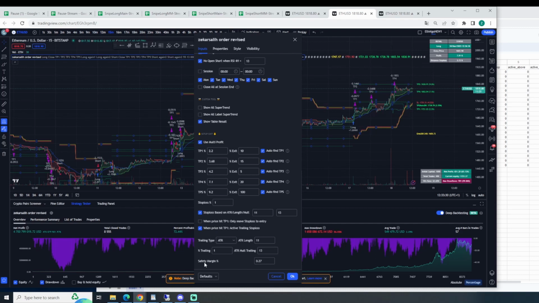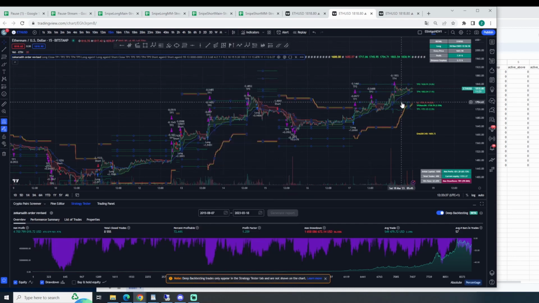Now in this newest version, there is this safety margin. The safety margin, I've set it to 0.27%, which means that if the price comes between the red and the yellow line and then reverses, we are not taking the stop loss.